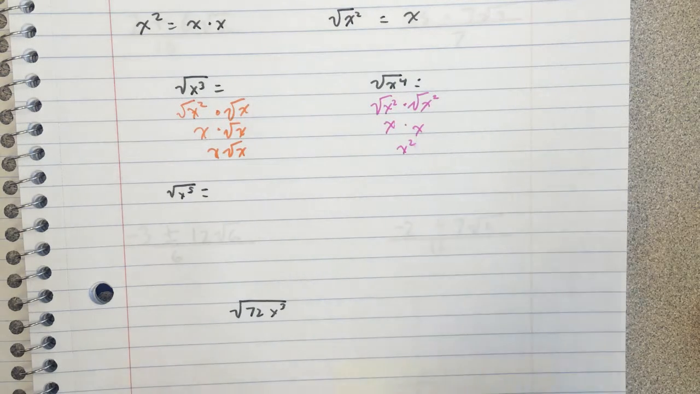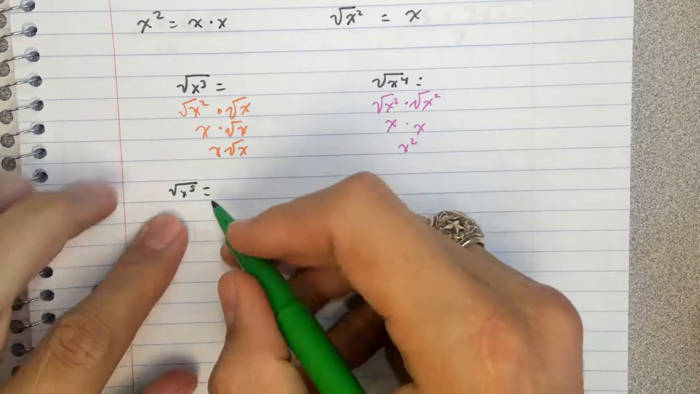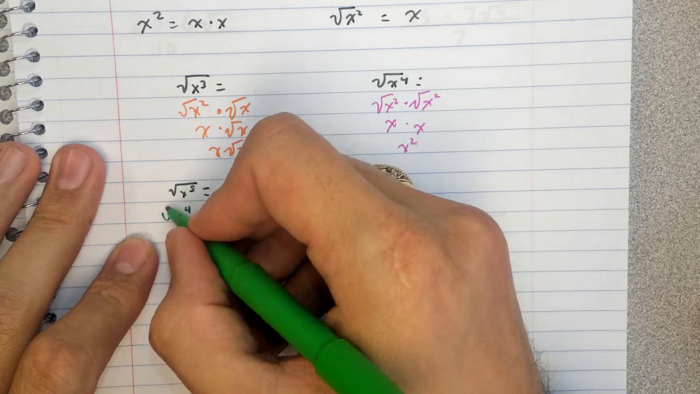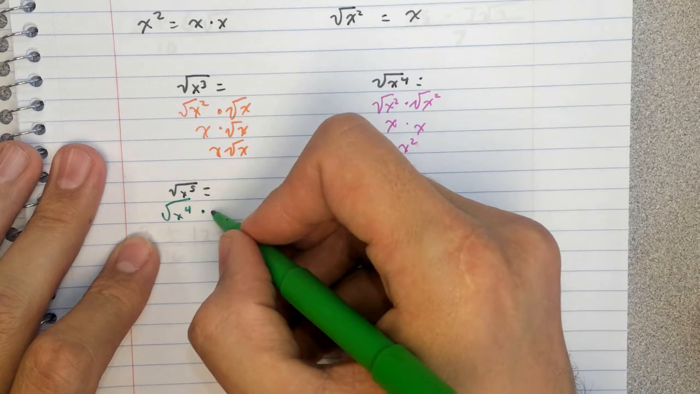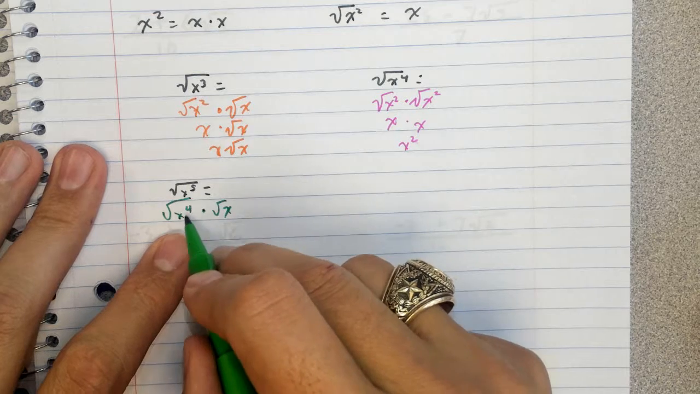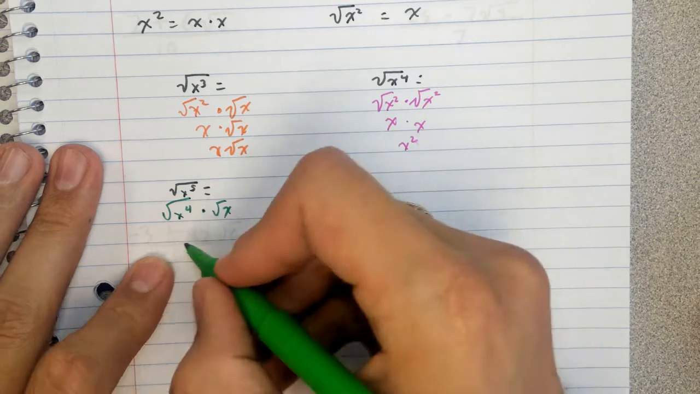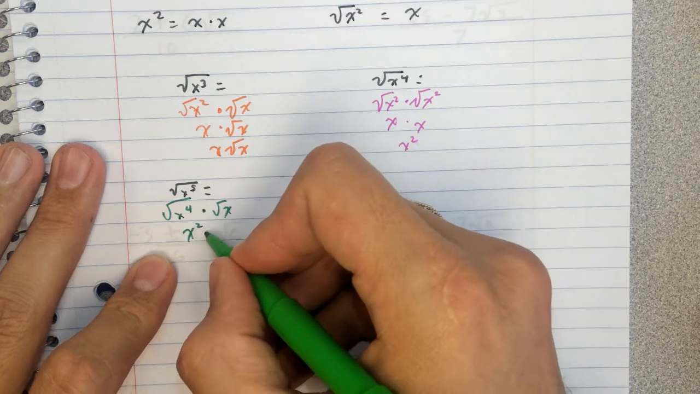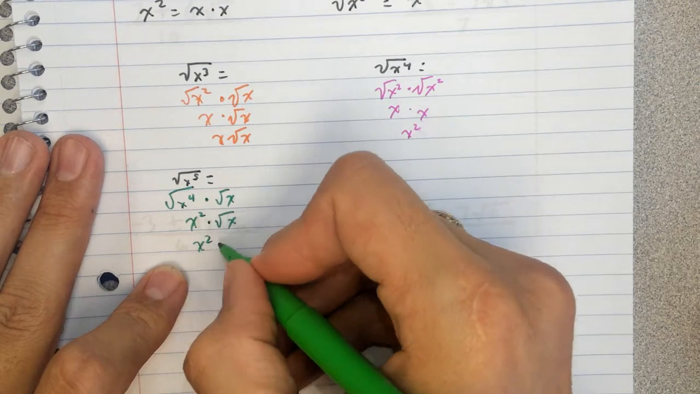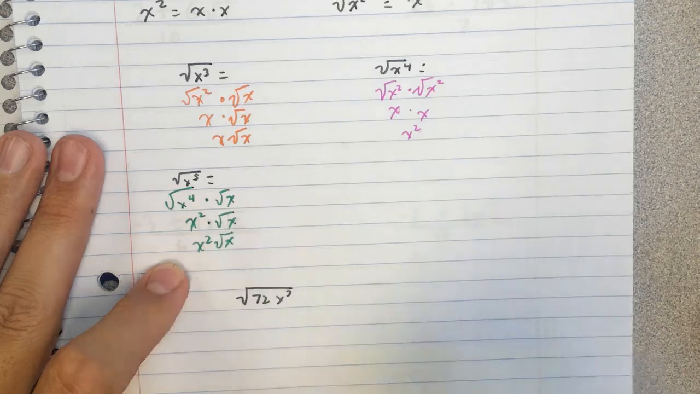Last example, x to the fifth, square root of x to the fifth. Well, I can take out an x to the fourth and multiply that by the square root of x. The square root of x to the fourth, because it's even now, I know that's simply going to be x squared. But I still have to multiply it by the square root of x. So I get x squared, the square root of x.